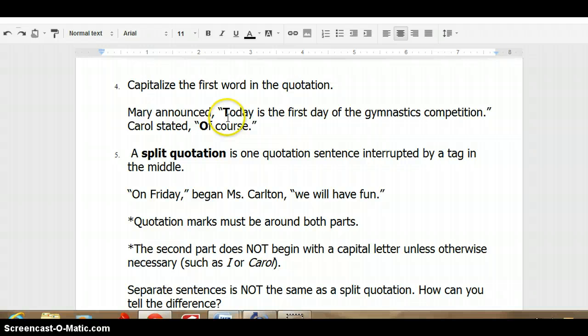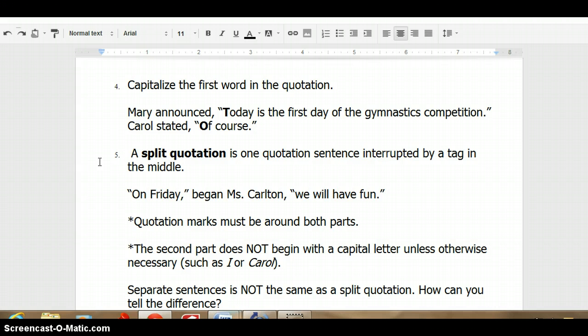So here the first word is today. That needs to begin with a capital letter. And then here, of course, so of would get the capital letter here. Pretty simple, straightforward rule. Now, let's talk about a split quotation.